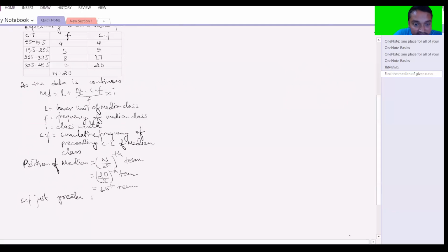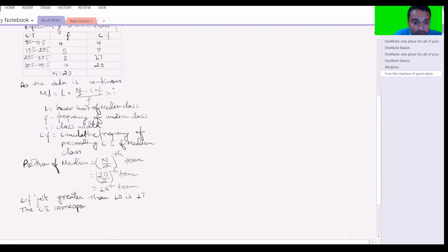CF just greater than 10 is 17. We need to write just greater than. You can see here, CF greater than 10 is 17 and 20, but we need to take just greater than 10, not greater, just greater than 10, which is 17.